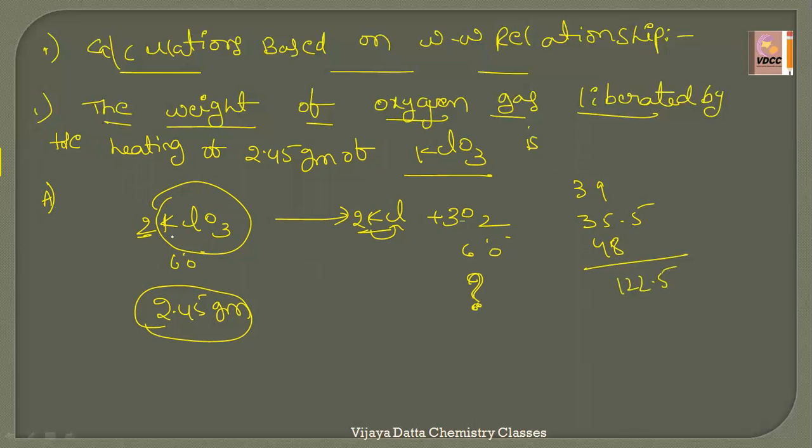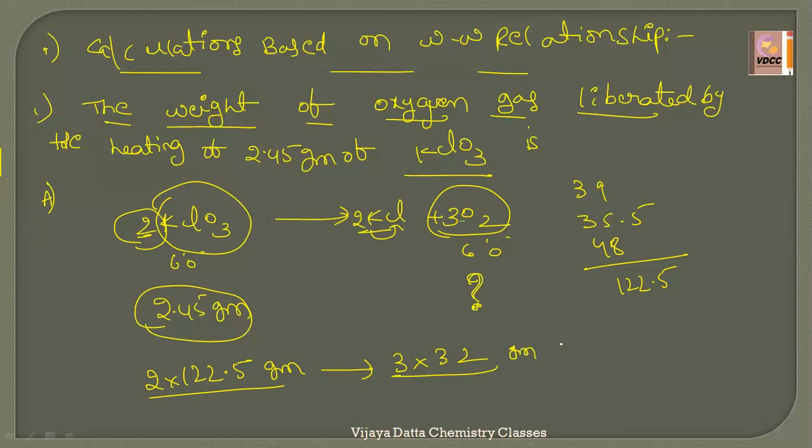So, 1 mole of KClO3 weighs 122.5. Like that we have 2 moles here. So 2 into 122.5 grams of KClO3 is giving 3 moles of O2. That is 3 into the weight of oxygen. One oxygen is 16, so O2 is 32 grams, 3 into 32 grams. Now the question: 2 into 122.5 grams of KClO3 gives 3 into 32 grams of oxygen.